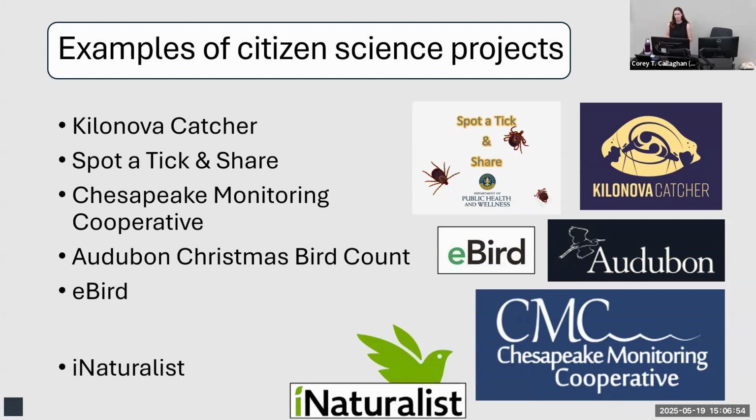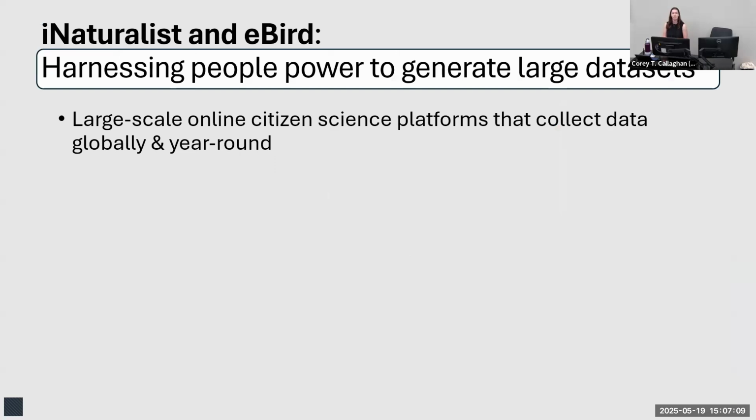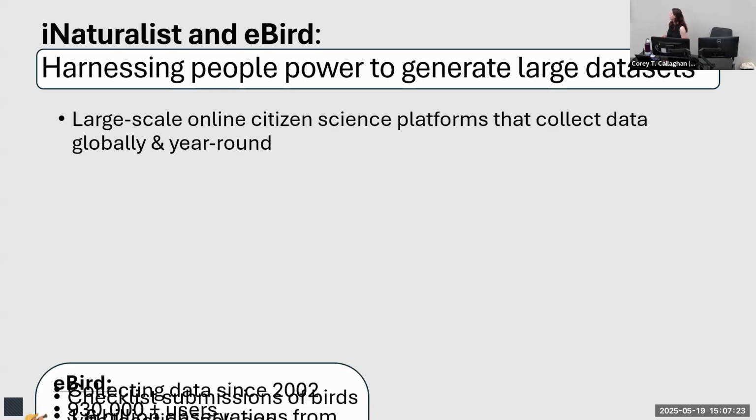And then eBird and iNaturalist. Corey talked a little bit about iNaturalist. I use both eBird and iNaturalist. And these are biodiversity projects, and they're the main topics of my research. And so, since they're very important to my research, I thought I would go a little bit more in depth about these two projects. So these are both large-scale online citizen science platforms that collect data globally and year-round, so basically at the maximum geographic and temporal scales.